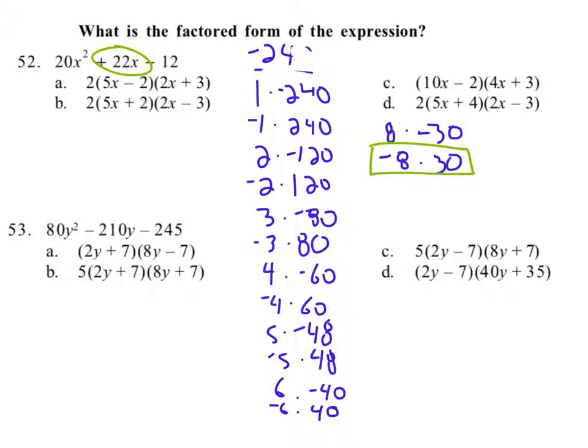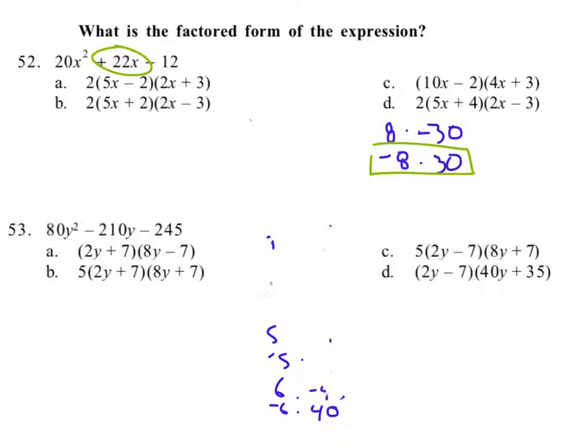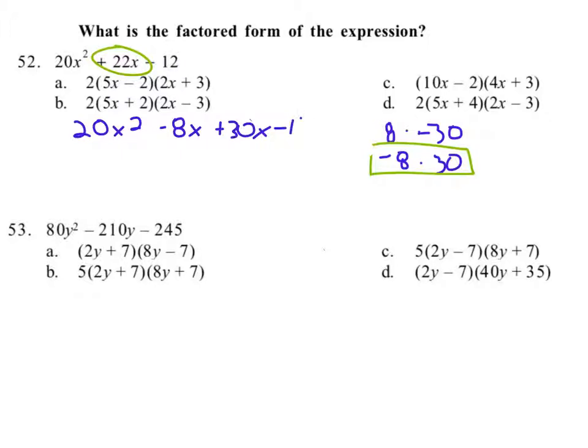I'm going to erase all this. We have that list. And we could say, okay, we're going to rewrite this now as 20x squared minus 8x plus 30x minus 12. And we're going to group them. What can we factor out of these? Well, we can factor out a 4x from this first one. 4x. And what's left? 5x minus 2.